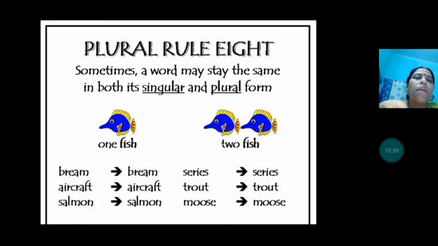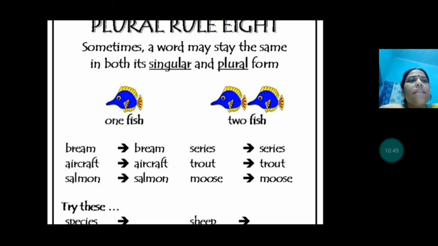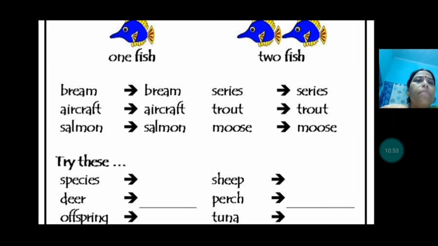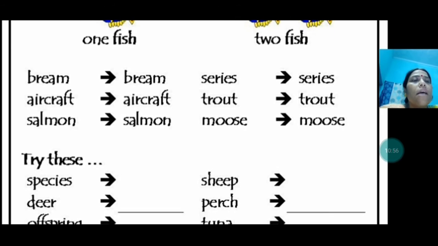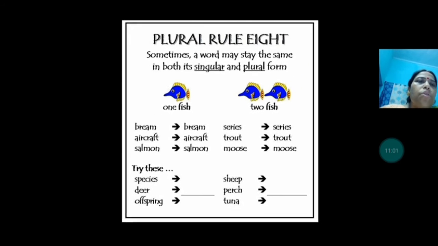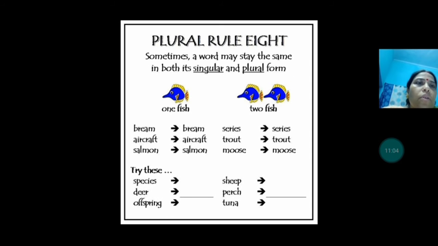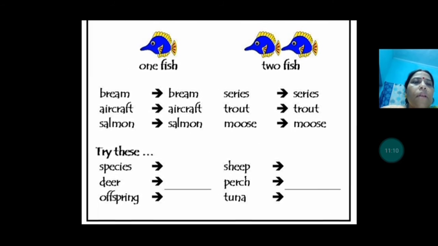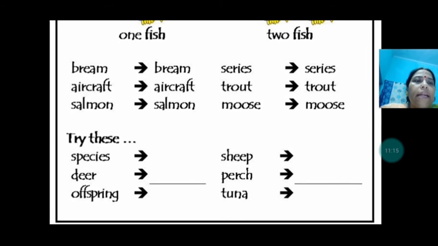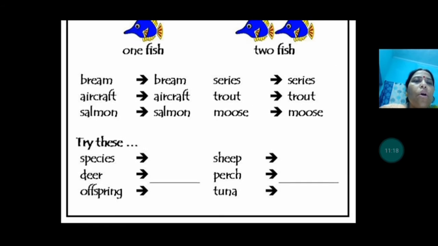Sometimes a word may stay the same in both its singular and plural form. These remain the same in both the plural and singular form, like bream, bream, aircraft, aircraft, salmon, salmon, series, series, trout, trout, moose, moose. That means they don't change their form. Whether in the singular form or in the plural form, they remain the same. Species, sheep. Plural of sheep will be sheep only. Deer, deer, perch, perch, tuna, tuna, offspring, offspring.